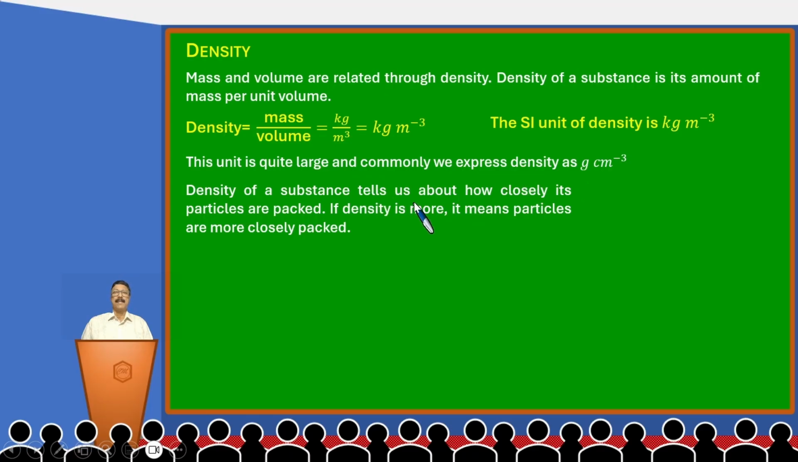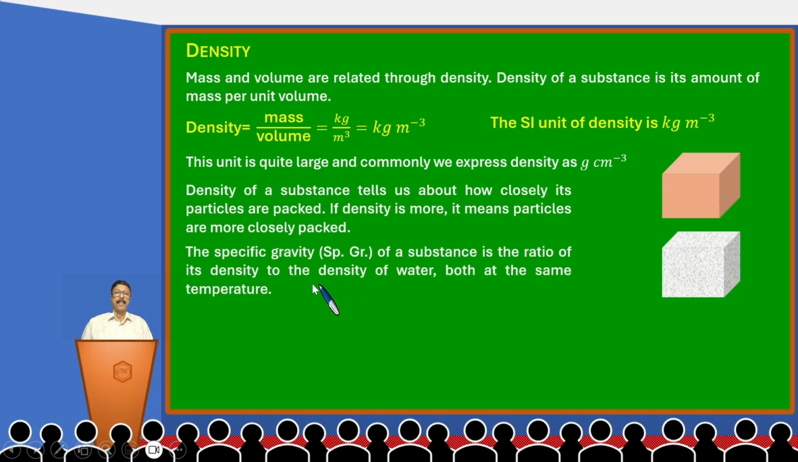Density of a substance tells us about how closely its particles are packed. If density is more, it means particles are more closely packed. This is a metal piece. Its density is very high because the particles are very closely packed. And this is a compressed cotton block, but its density will be much less than that of this one because it is not very closely packed.